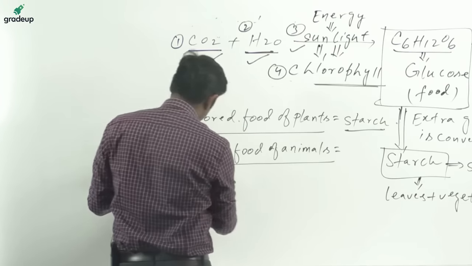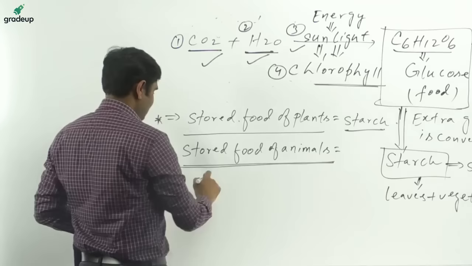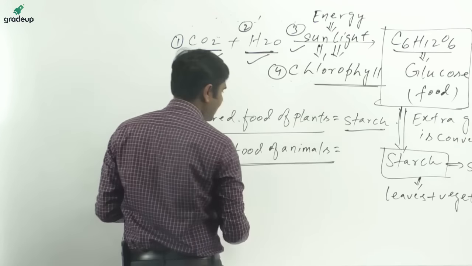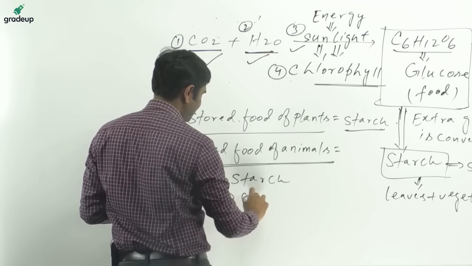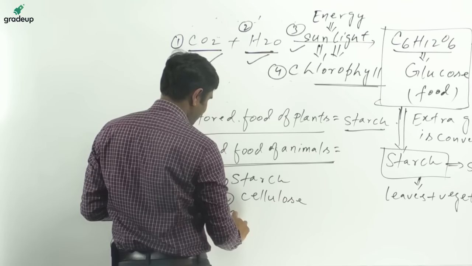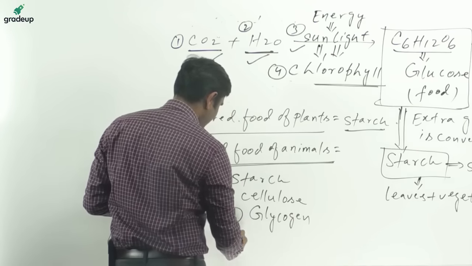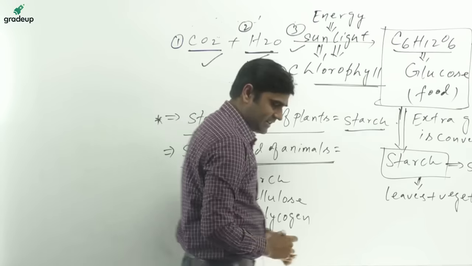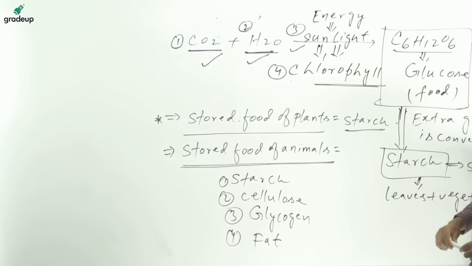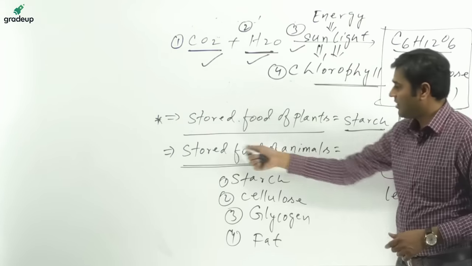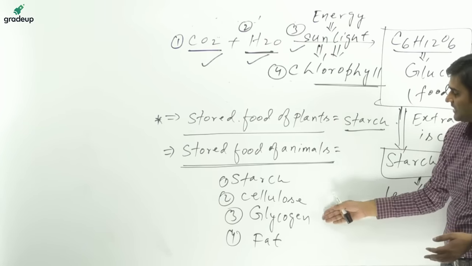A question can also be asked from here: stored food of animals is, give me the correct answer guys. Option number 1 starch, number 2 cellulose, number 3 glycogen, number 4 fat. What is the correct answer guys? As we know that stored food of plant is starch, and if we talk about stored food of animals, then what is the stored food of animal?